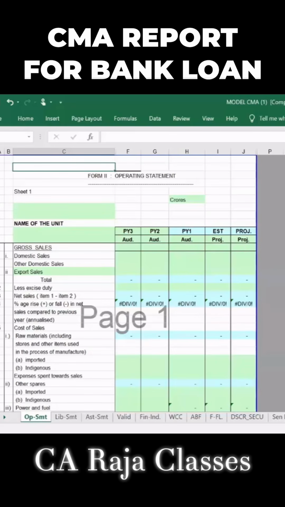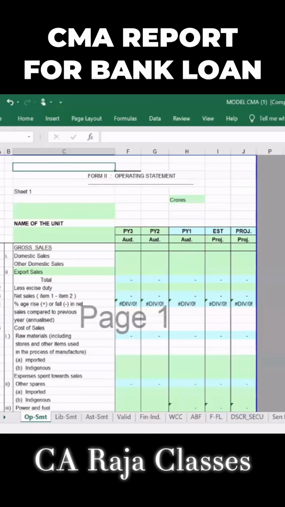In this session, I'm going to introduce what is CMA. Already you know, CMA means Credit Monitoring Arrangement. This is basically an Excel document. We also call it a CMA report.